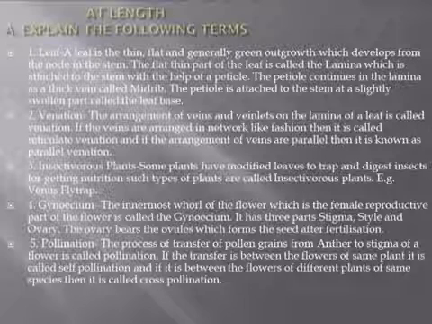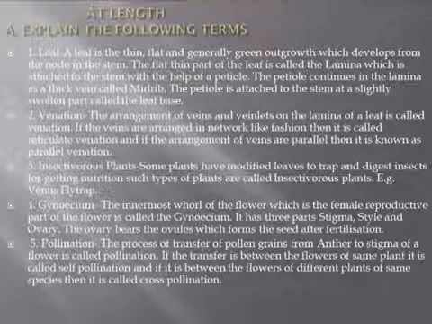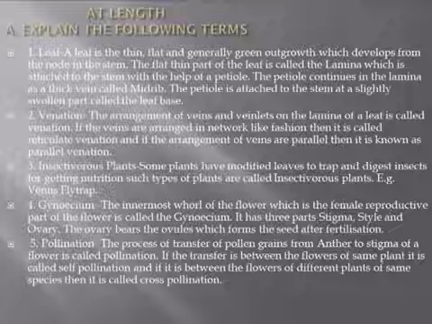The innermost whorl of the flower, which is also the female reproductive part, is called the gynoecium. It has three parts: stigma, style and ovary. Now the ovary is the part which bears the ovules, which form the seed after fertilization.